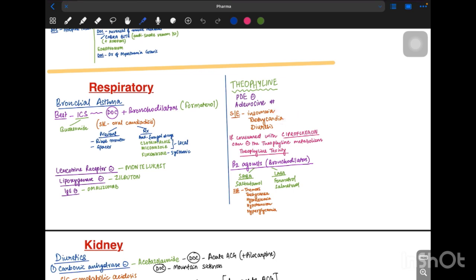If theophylline is consumed with ciprofloxacin, it can inhibit the theophylline metabolism and thus it can result in theophylline toxicity inside our body.